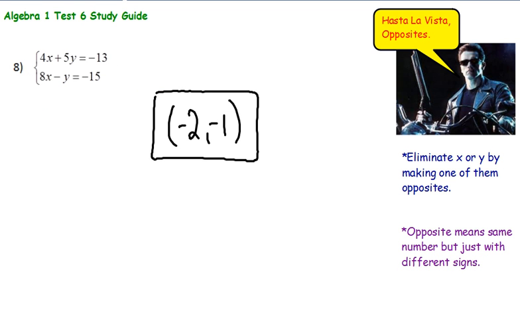So let's check number 8 on the right side. What you should have had there would be negative 2 for your x and negative 1 for your y. So negative 2 comma negative 1 is what you should have had.